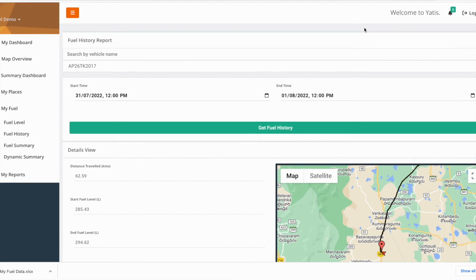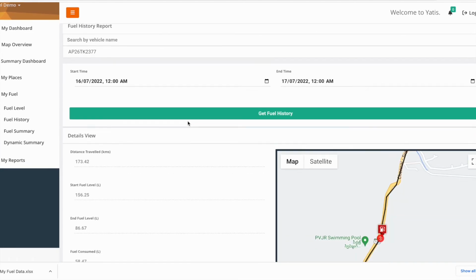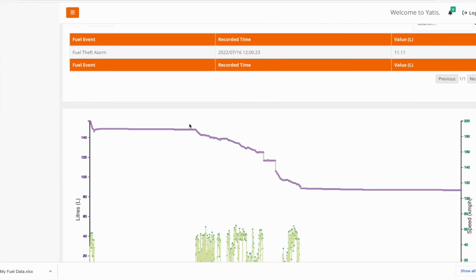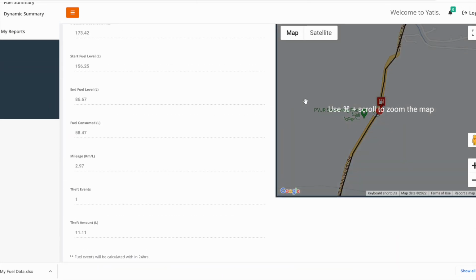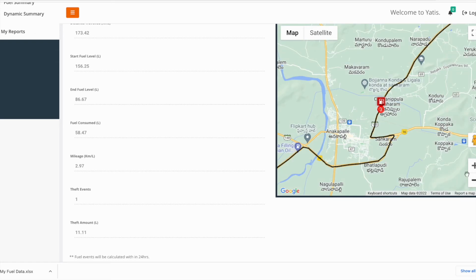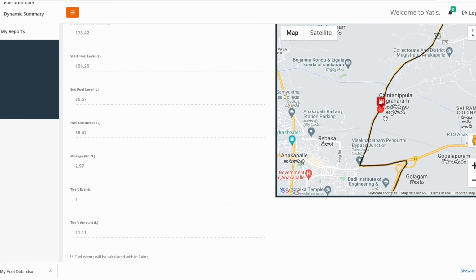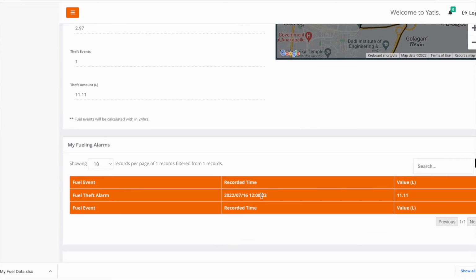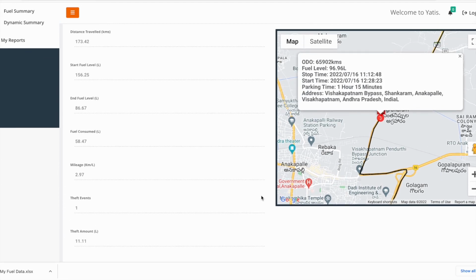We will now look at another day. So this is this particular event. What we have is what we call a theft event, where you can see the fuel suddenly dropped by about 11 liters. On the map, we can also see where this particular event happened. This happened when the vehicle was stopped. The vehicle was stopped at this location, and during this time period, at around 12 o'clock, the fuel was stolen.